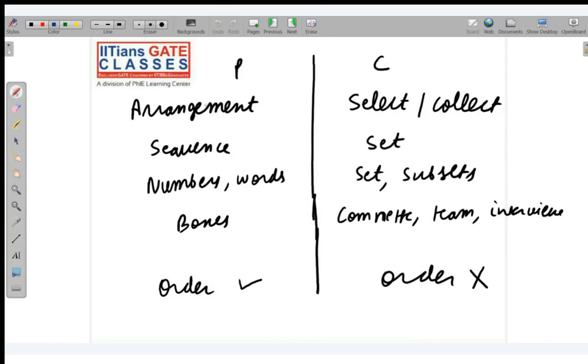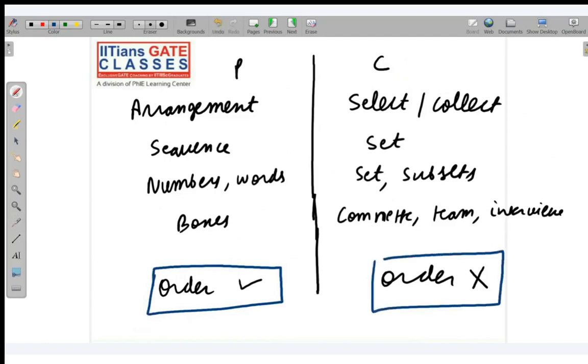This is a very important point. Whenever order matters, you apply permutation, and whenever order does not matter, you apply combination. That is the first important point you should remember. Like I say arrangement: arrange students in a row, or arrange letters, words, numbers, and so on. Whenever you see an arrangement kind of thing, you say it is permutation.